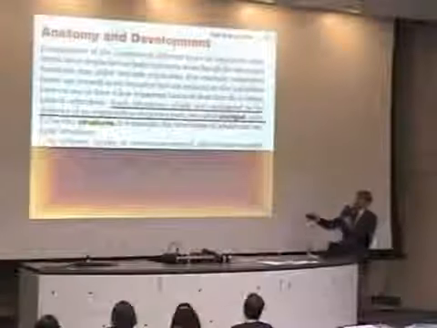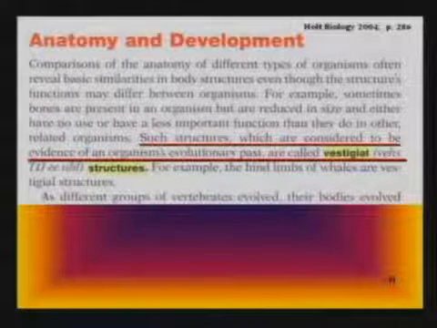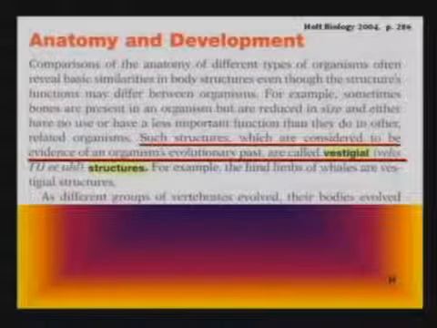They say, these structures are considered vestigial. Yes. For example, hind limbs of whales are vestigial structures. This is a 2004 textbook. This author is ignorant of whale anatomy or lying to you. Probably just ignorant. Ignorance I can understand, okay? But fix it. There are no vestigial structures, and if there were, that's the opposite of evolution.